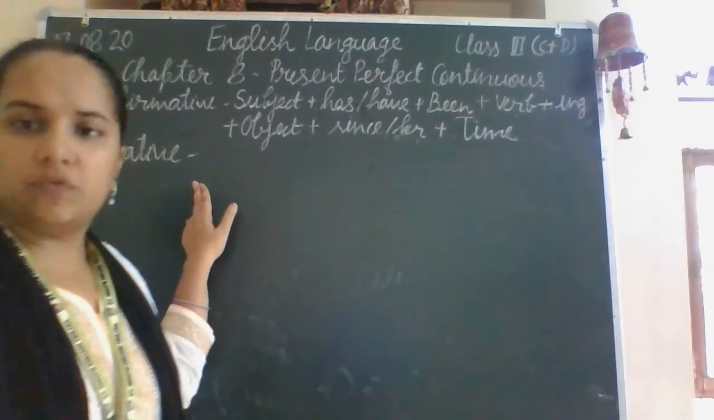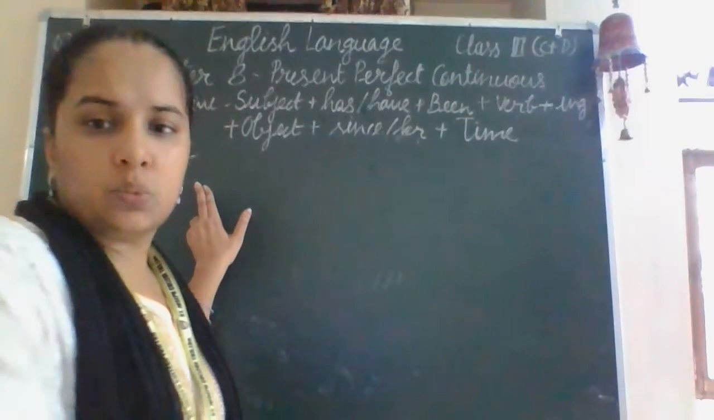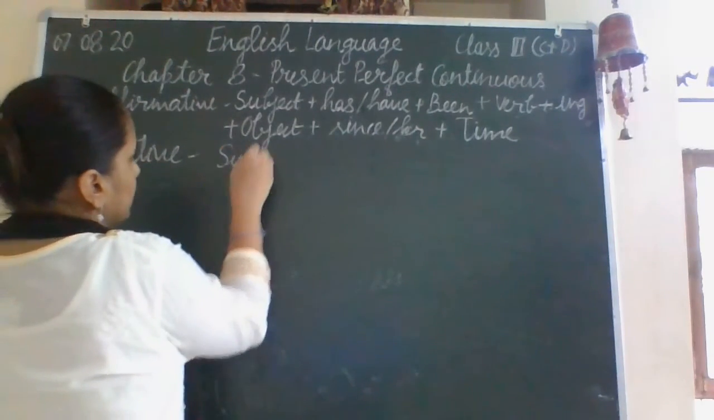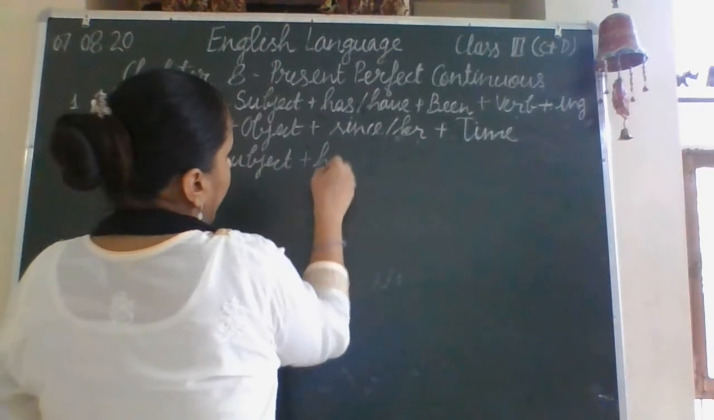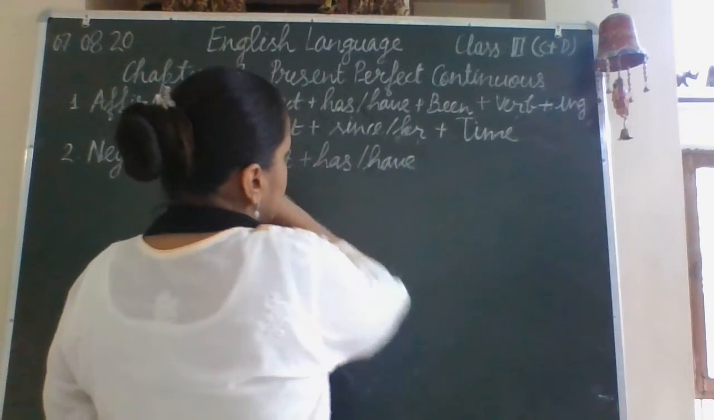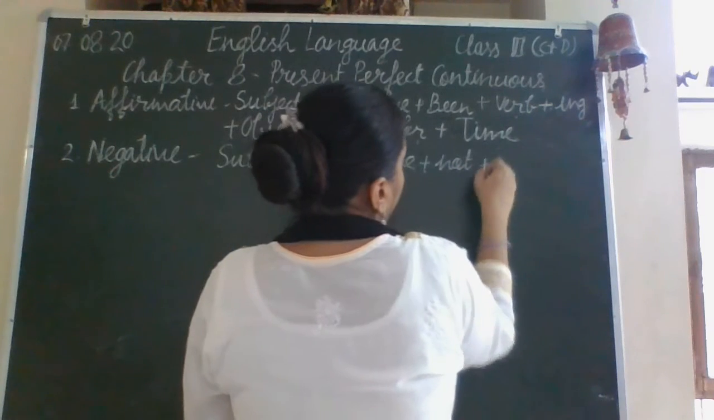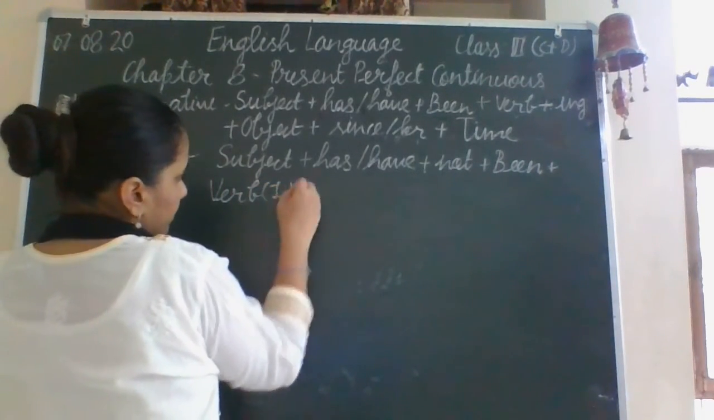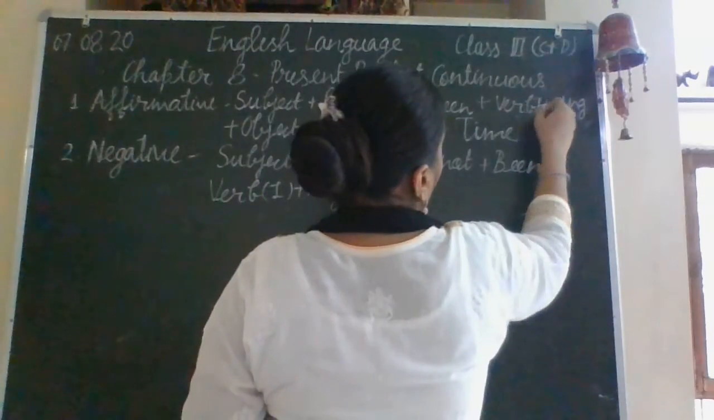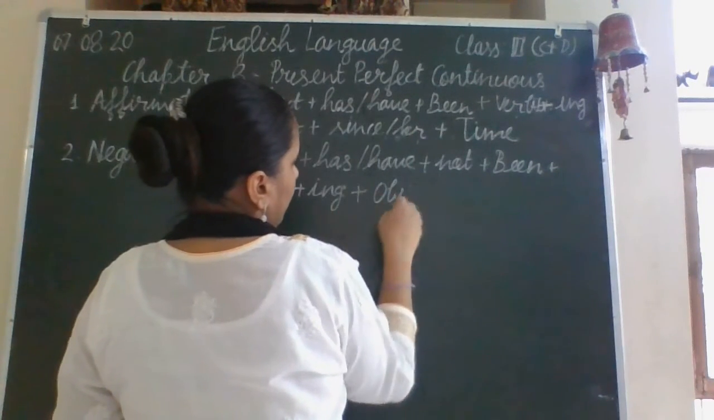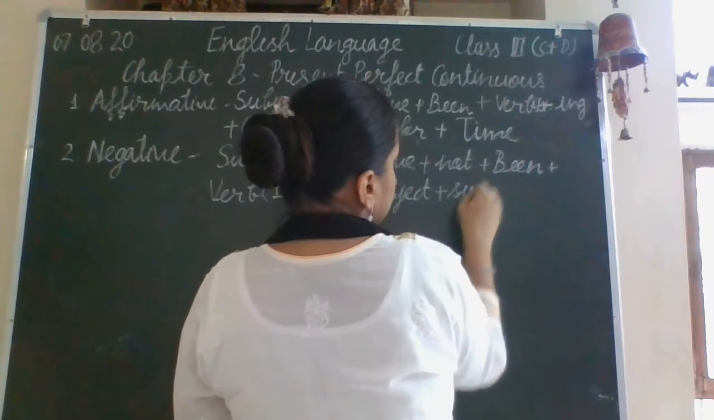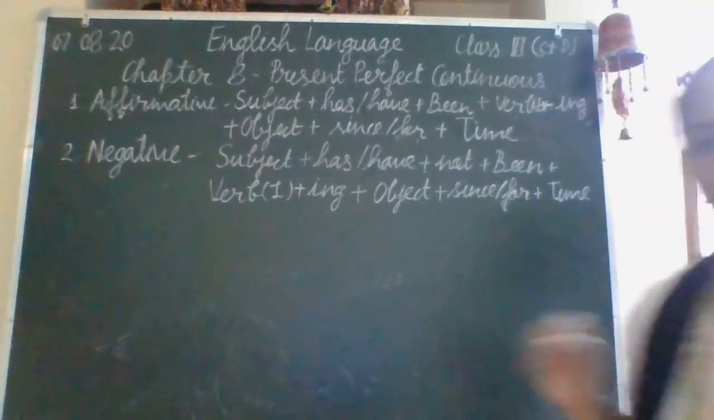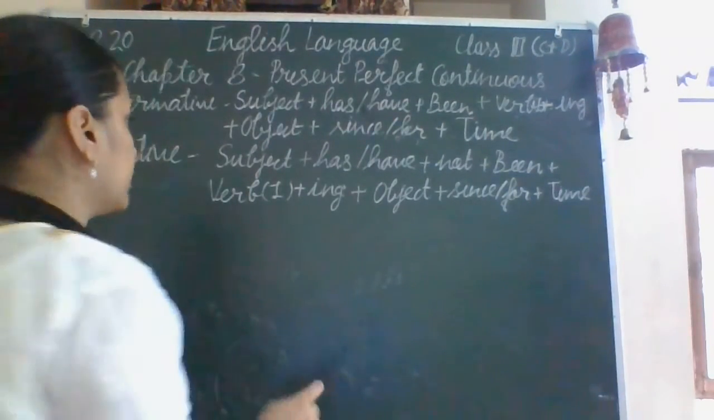For the negative sentence, what we need to do for making it a negative sentence, we just have to add the not word in the sentence. Subject plus has or have plus not plus been plus verb, the first form or the base form of verb plus ing, plus object plus since or for plus time.